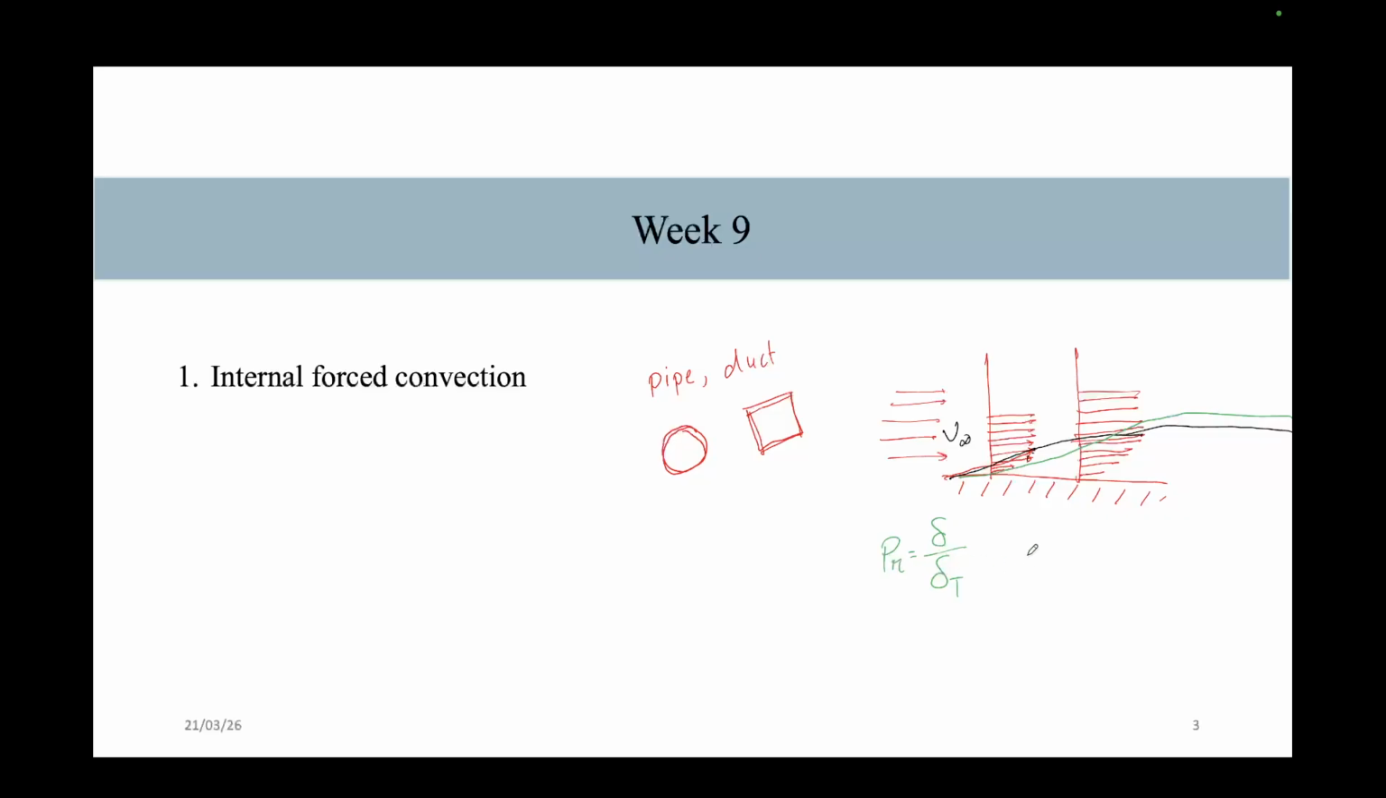So if the Prandtl number is more, what does it indicate? It indicates that the hydraulic boundary layer is thicker compared to the thermal boundary layer. And if the Prandtl number is small, or less than 1, what does it indicate? It indicates the thermal boundary layer is thicker compared to the hydraulic boundary layer, right? That thing we have already discussed in the earlier classes.